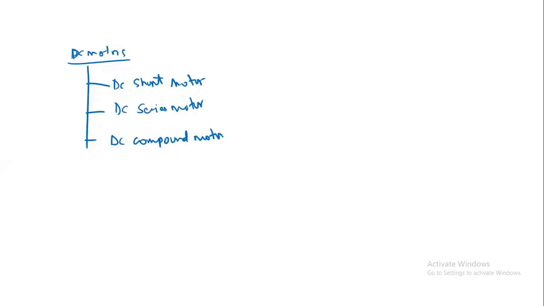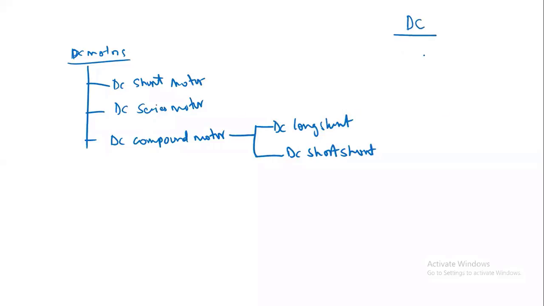These are the various classifications, and the compound motor has the DC long shunt compound and the DC short shunt compound motor. What I am trying to tell you is very simple. If you are talking about DC, it's just about values without any angle involvement. What that means is that in DC, the power is simply expressed as the product of voltage multiplied by current.